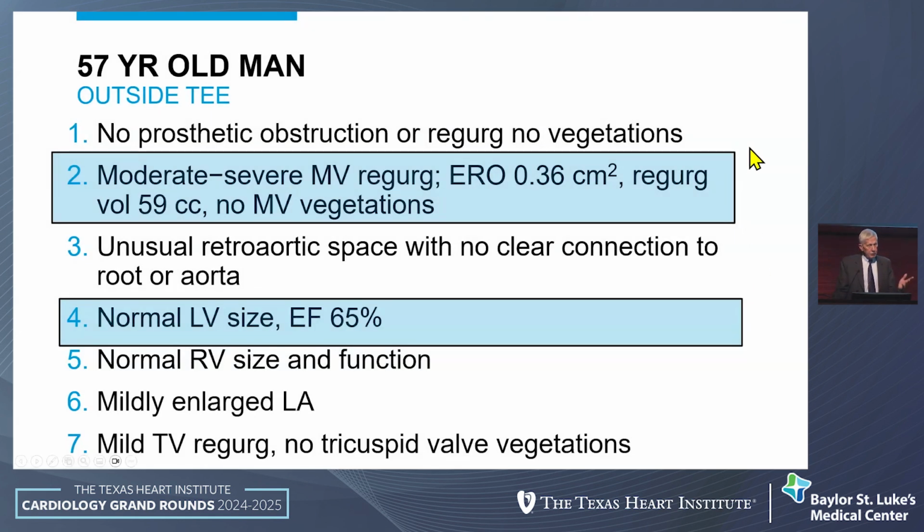Well, it turns out he was doing pretty well on antibiotics, and the thing that drove the consultation was this concern about the mitral regurgitation. And the report, I kind of hurried through it, but it said to show ERO of 0.36, regurgitant volume of 59, no vegetations. That makes sense. And then it said down here, normal LV size, ejection fraction 65%. And if you're thinking volumetrically, that should raise a flag. You should say, well, wait a minute, that doesn't make sense.